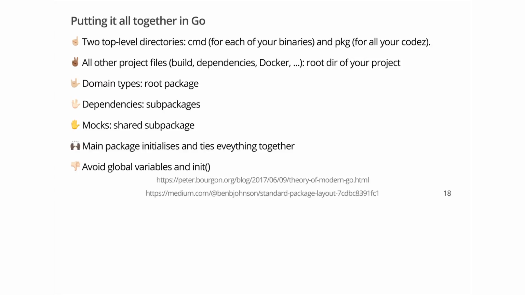So you have your top two directories, commands for binaries, and package for the rest of your code. And then you've got any other project files that you might have, such as builds, Docker files, package manager files, whatever, that just sits in the root directory. And again, it's nicely separated from the rest of your code. Your domain types are at the root package. Your dependencies are all in the subpackages. Mocks are recommended to just have in a shared subpackage. There's not really a good reason to have a mocks package within every subpackage. It's fine to just have them in one shared one.